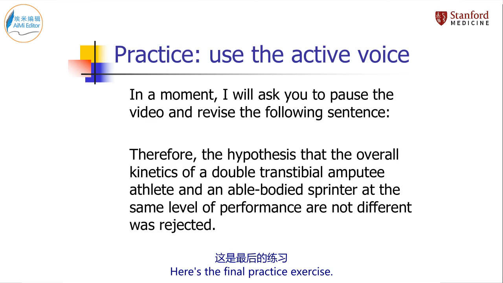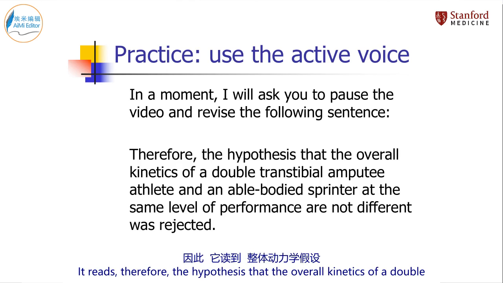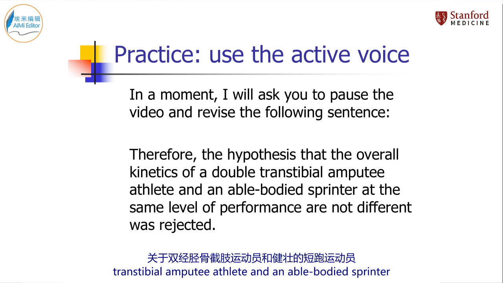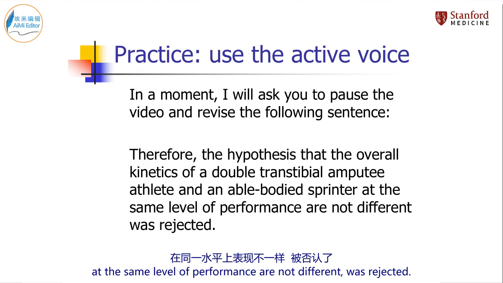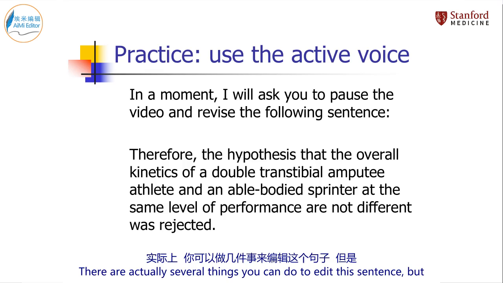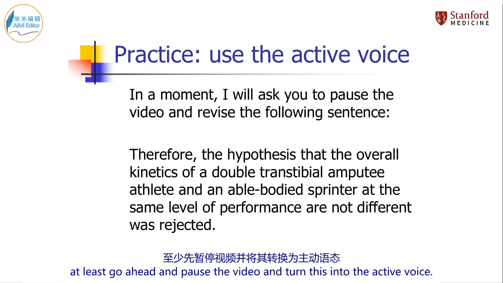Here's the final practice exercise. This one is a bit challenging. It reads, therefore, the hypothesis that the overall kinetics of a double transtibial amputee athlete and an able-bodied sprinter at the same level of performance are not different was rejected. There are actually several things you can do to edit this sentence, but at least go ahead and pause the video and turn this into the active voice.